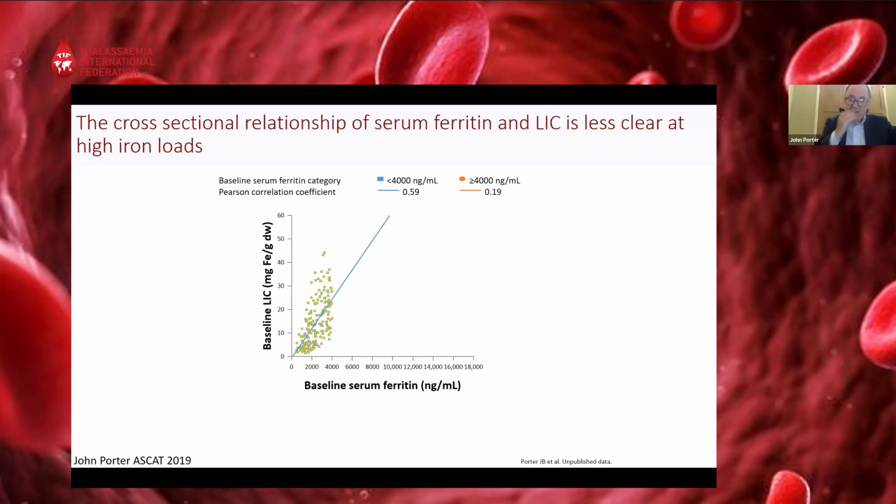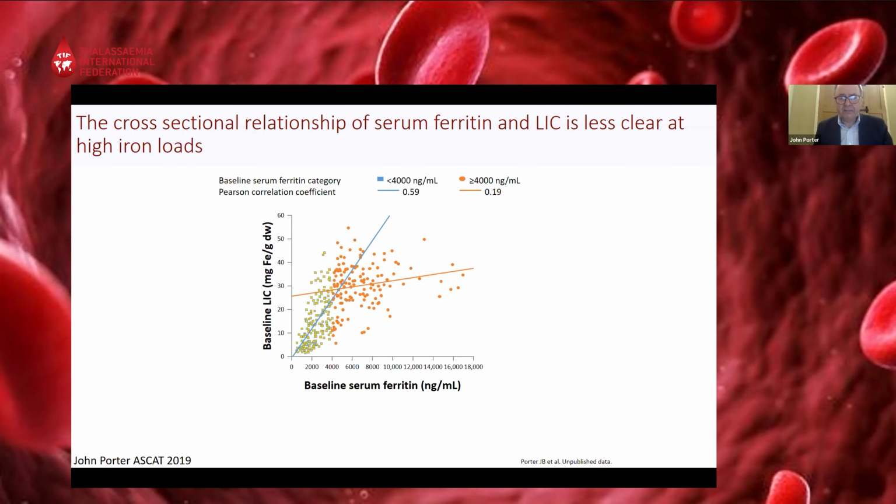So this is showing a relationship between ferritin and liver iron when the ferritin's less than 4,000. It's quite a tight relationship, and that's why following trends in ferritin can be useful. Now, next button, please. And then you can see how that relationship is when the ferritin's above 4,000. You can see it's a very fuzzy relationship. So controlling treatment when the ferritin's very high can be challenging.